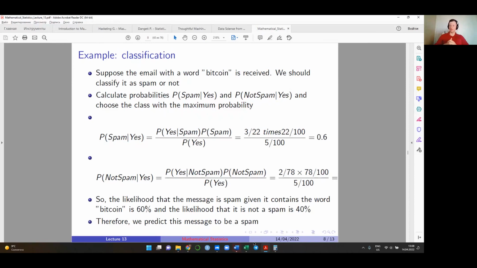How should we develop this method? Because now it seems very simple, right? It's kind of like, okay, we have only one word, Bitcoin, and we predict that the message is spam based on one word. How should we develop this model?